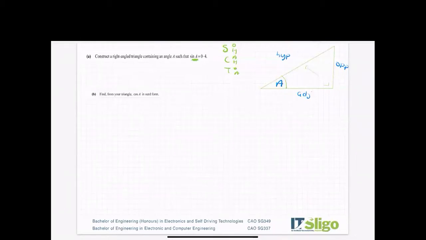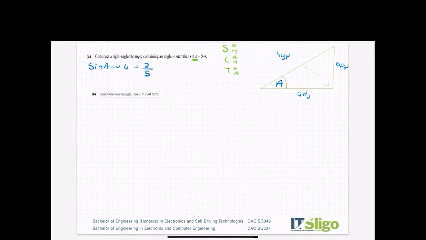Now in this one, the way they've given it to you is a little bit difficult. If I go sine A is equal to 0.4, and if you can't convert that to a fraction in your head, put 0.4 as a decimal in the calculator and hit equals, and it will automatically convert it to a fraction for you.